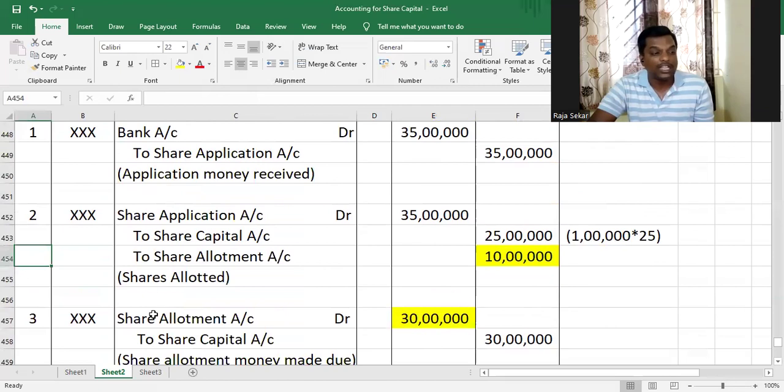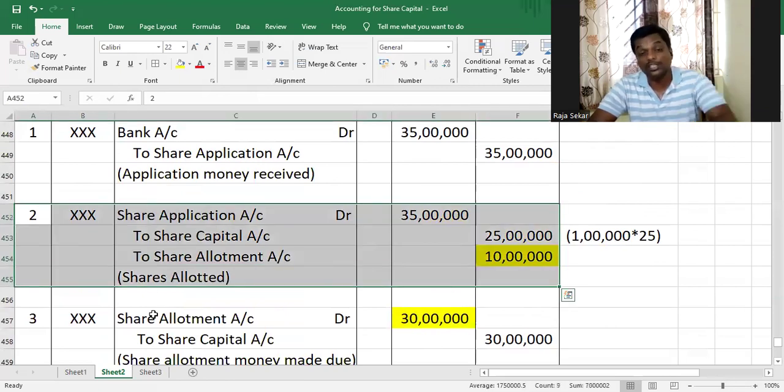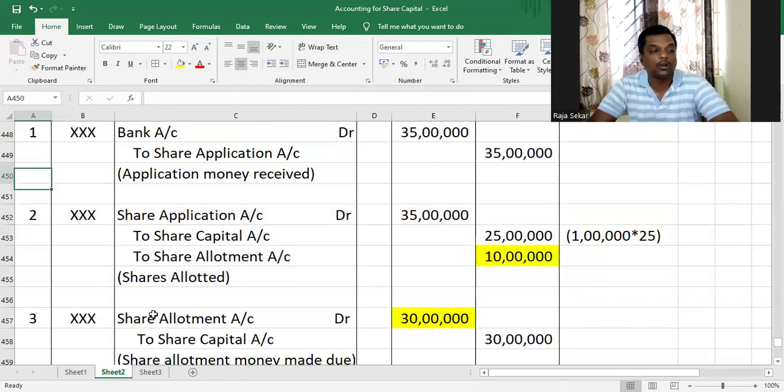The only thing that we have to understand is that in the second entry, if there is excess application money, if there was an oversubscription with rejection, we would have credited bank account and returned the 10 lakh rupees. But if it is a pro rata allotment, we don't refund that money unless the question says us to refund the money. What we do is we take it to share allotment account and set it off against the excess application. Understood or not, my dear children?